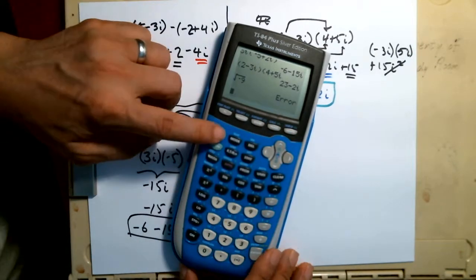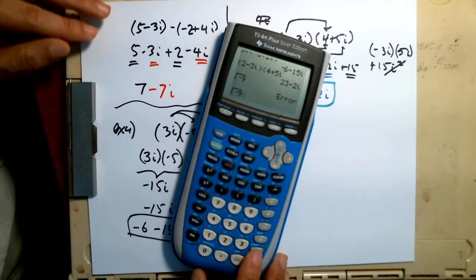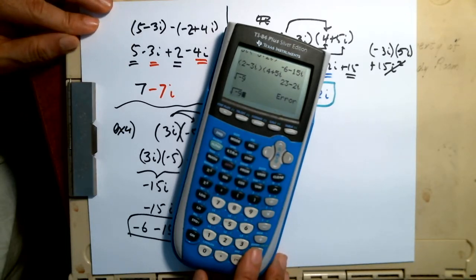Let's try it again. Second and the entry button. I like to use the entry button quite a bit. And then you end up with 3i.